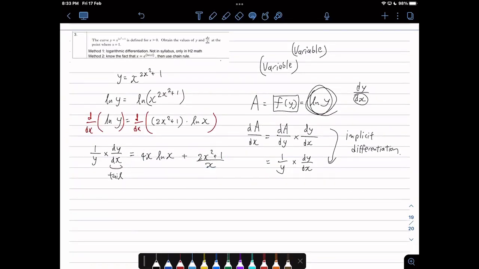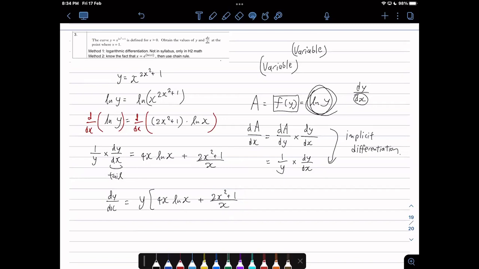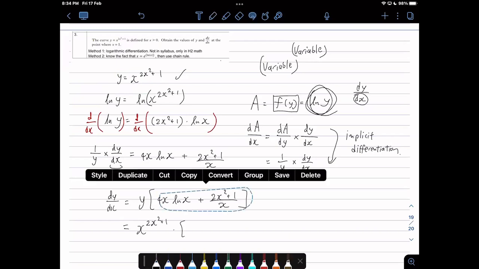Then from there, how do you solve for dy by dx? Times y, exactly. So it's just y times all that. But wait, what's y? Read the first line. Sub y equal to 1? No, wait. Substitute as the last step, rate of change question. Y equals x to the power of 2x squared plus 1. Exactly. So then you replace y with x power 2x squared plus 1 multiplied by whatever is inside the square brackets, and you are done.